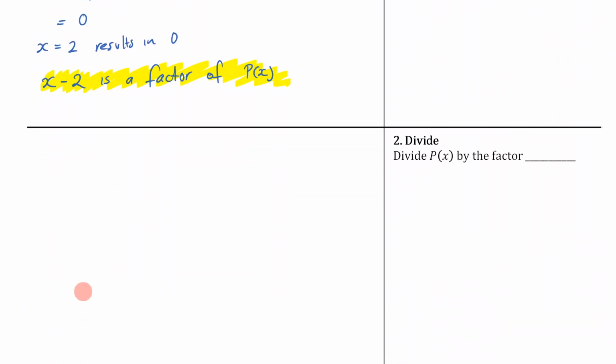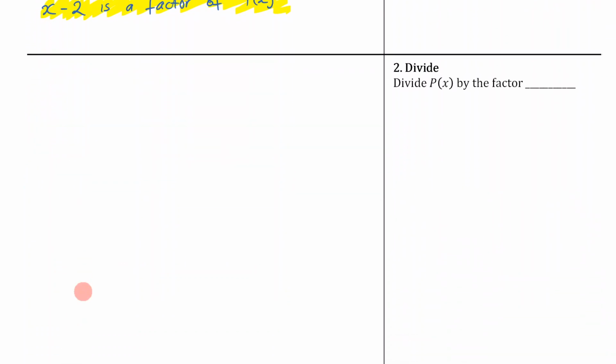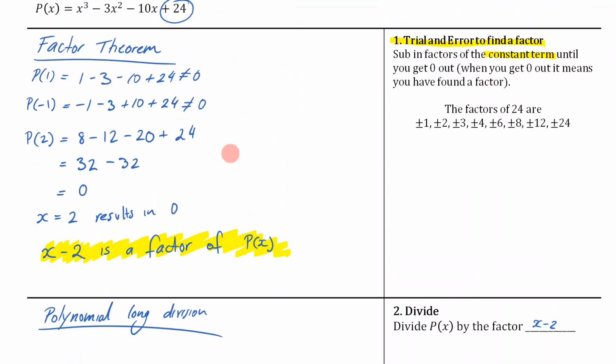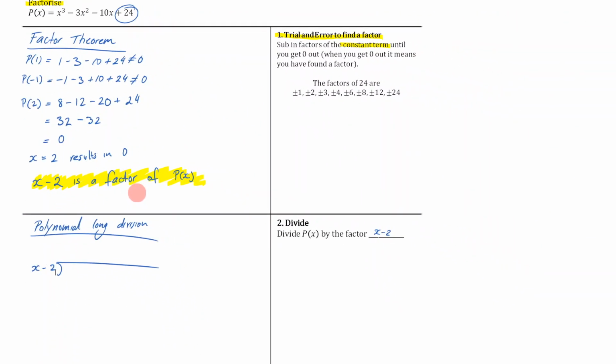Perfect. Next, we're now going to divide p of x by the factor x minus 2. So my next step is polynomial long division. That's my next step. I'm going to go x minus 2, and I'm going to divide that into my dividend, which is, and I'm going to have to zoom out here, x cubed minus 3x squared minus 10x plus 24.